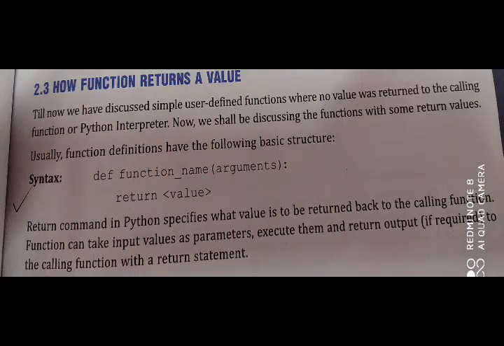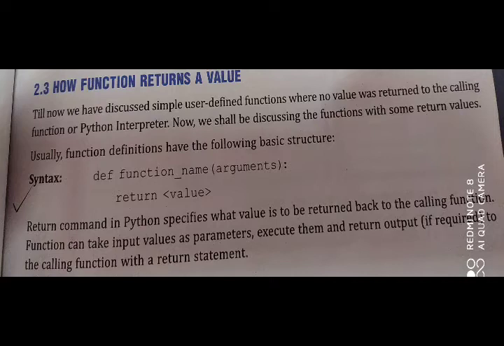Now we shall be discussing functions with return values. After the definition, after the execution, we can return a particular value. Did you see its syntax? def function name, within parentheses arguments, then colon, then return value. Here the function definition is given: def function name, then arguments. It should end with the colon, then return value. Okay, this is the syntax for returning a value.